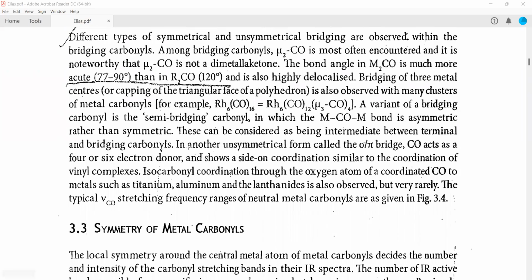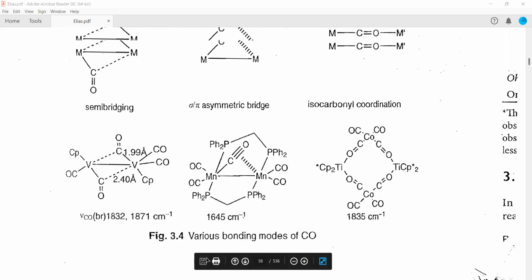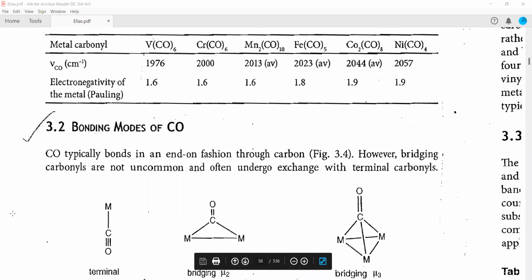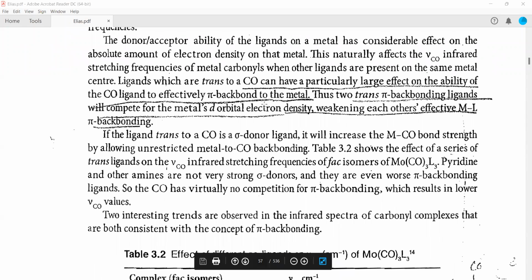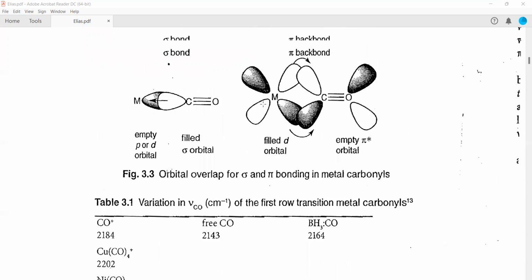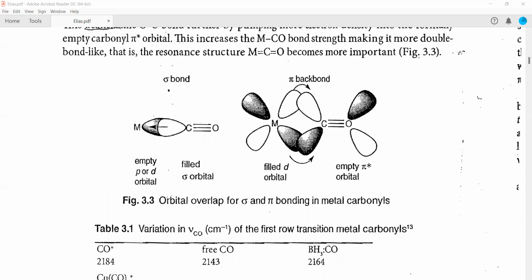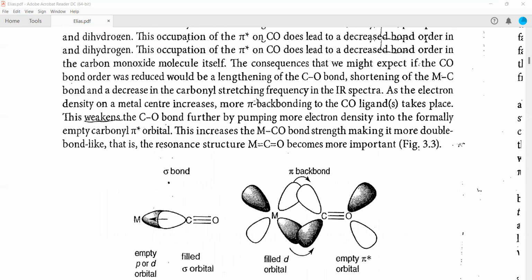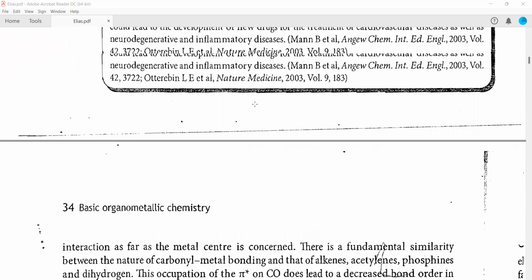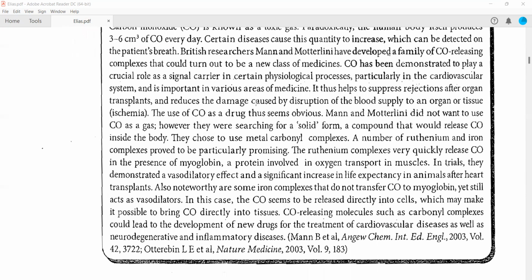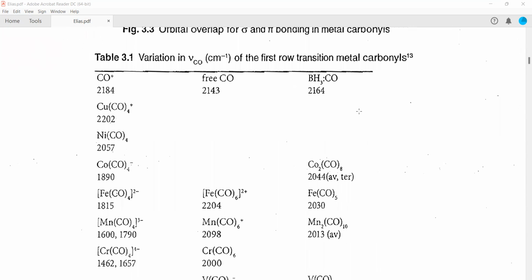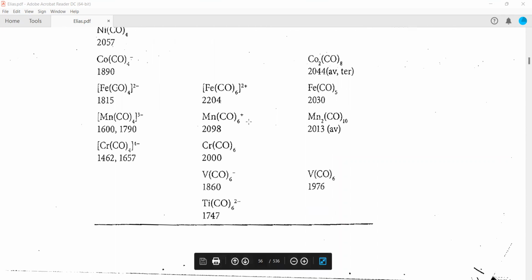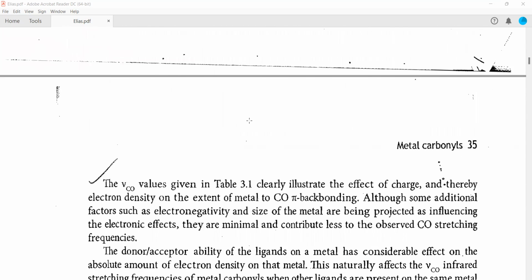Before this, a small recap of what we studied in the last lecture. We studied how carbonyls can bind to any metal, and the various spectroscopic techniques by which you can easily get to know about the various binding types of carbonyl. We also studied the stretching frequencies of various complexes and what the stretching frequency depends upon.